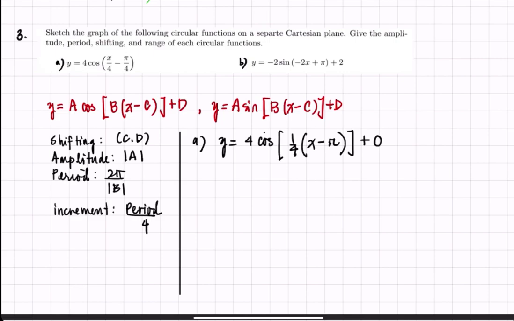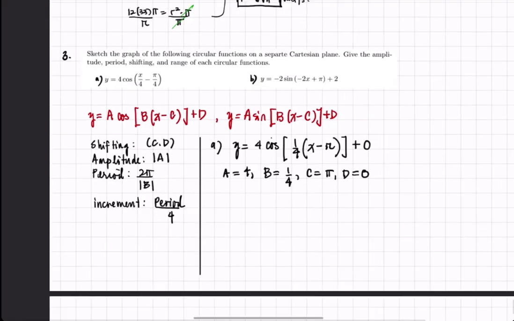Okay, how do you check? Kailangan if you distribute it, you get the given function. Clear? Okay, and then let us identify A, B, C, and D. A is 4. B is, yung finactor out mo sa x, 1/4. C is, so minus C. So this is your C. C is pi. And your D is 0.